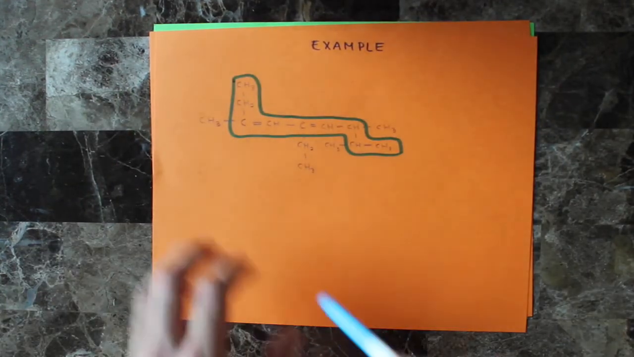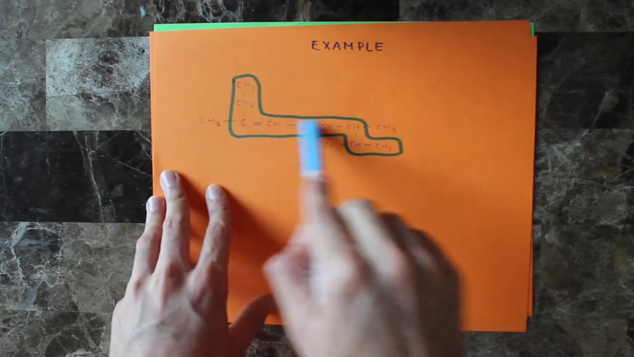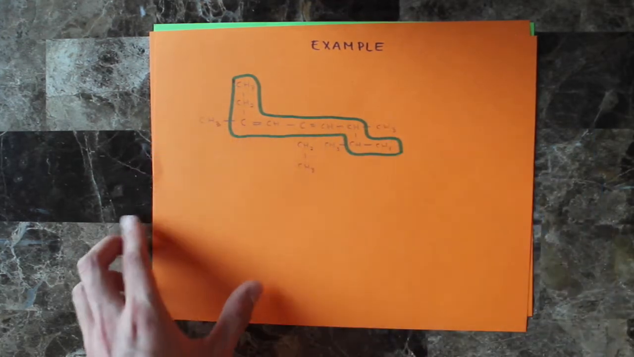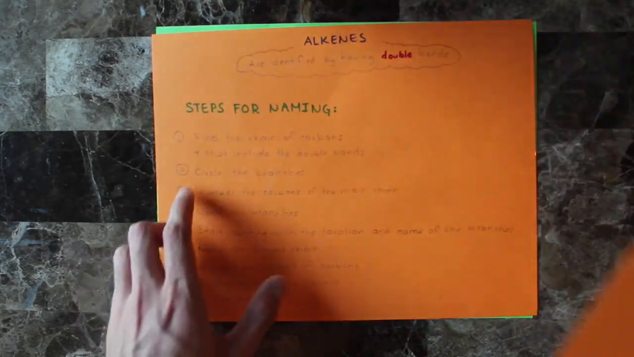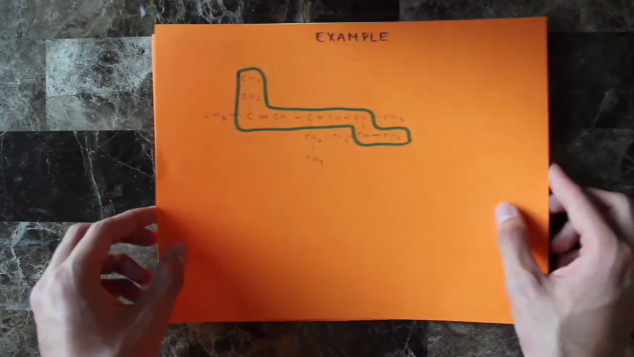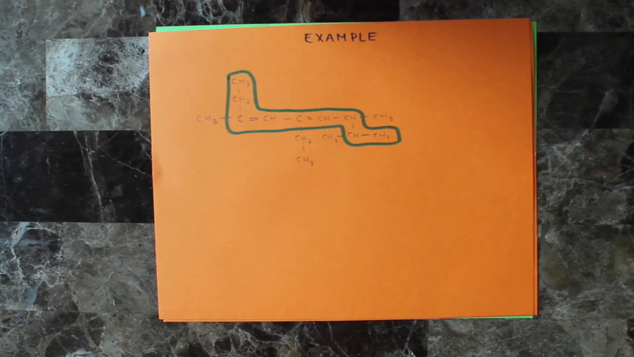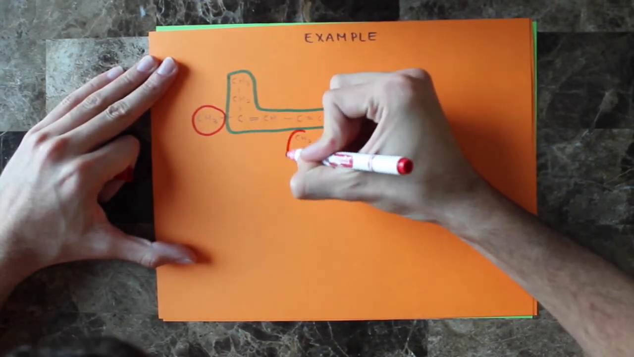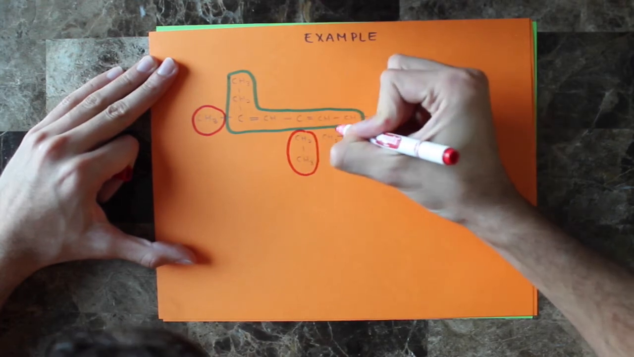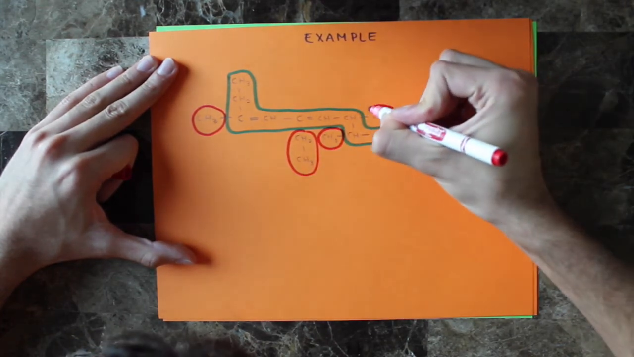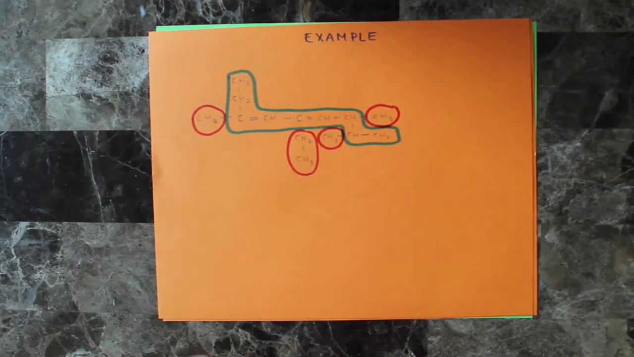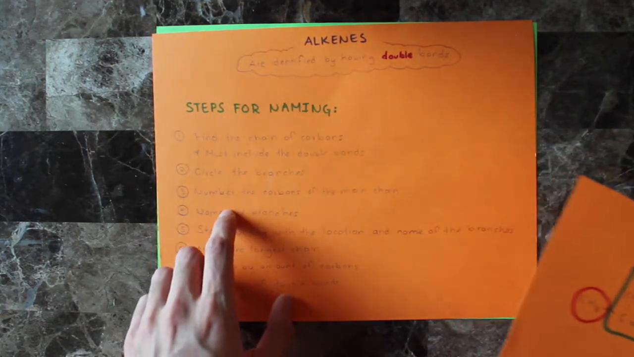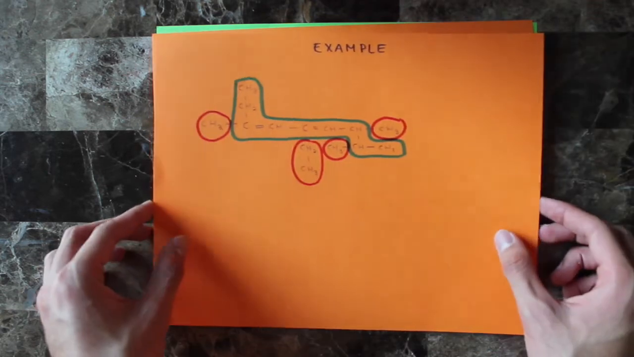Remember that our longest chain must be continuous so that it doesn't have more extremities. Now let's go with the second step, which is to circle the branches. We circle our branches.